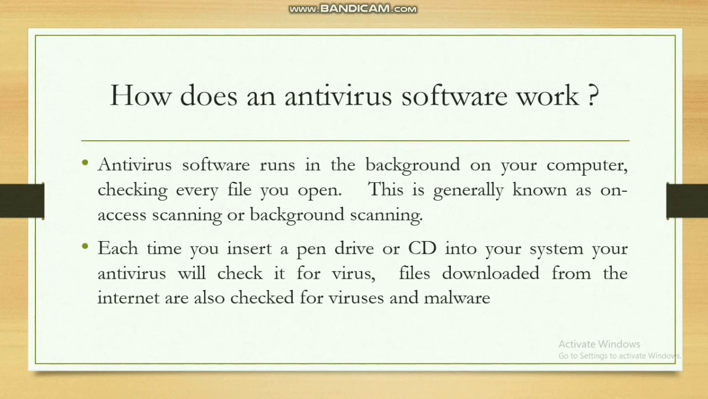How does an antivirus software work? An antivirus software runs in the background of your computer, and it checks every file which you open. This is generally known as on-access scanning or background scanning. And if, without your knowledge, a file changes its size, the antivirus software all of a sudden identifies those files and keeps them in quarantine.